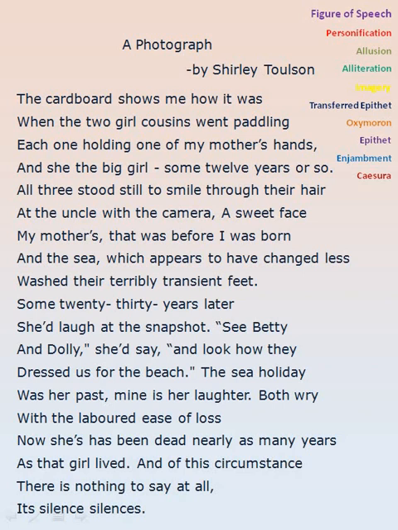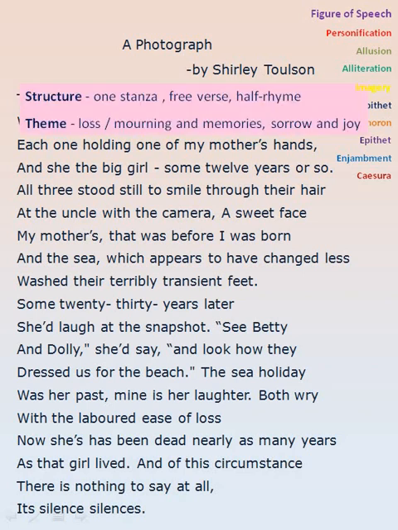Dear students, in this video, we shall see the structure, theme and figure of speech of the poem, A Photograph, written by Shirley Toulson. There is only one stanza in this poem and it is a free verse poem. Free verse means that the poet has not used any rhyme scheme. But here and there we can see examples of half rhyme in the poem. The poet has explored the theme of loss or mourning and memories, sorrow and joy in the poem A Photograph.